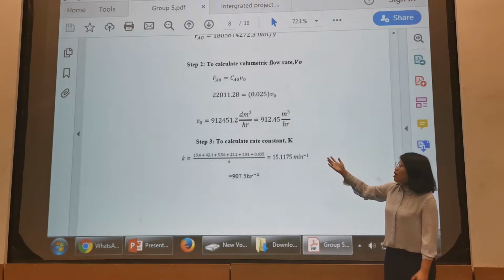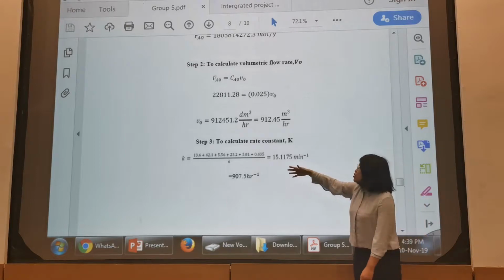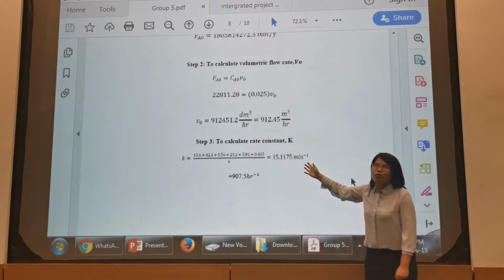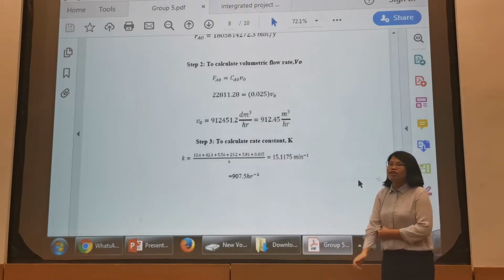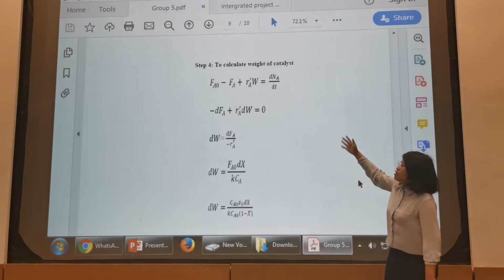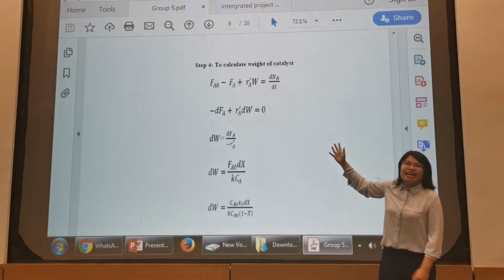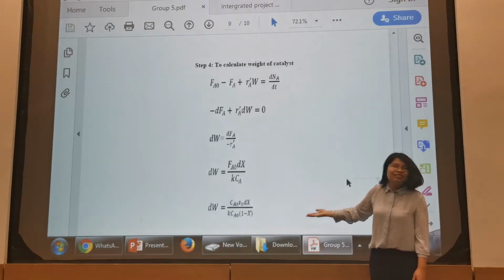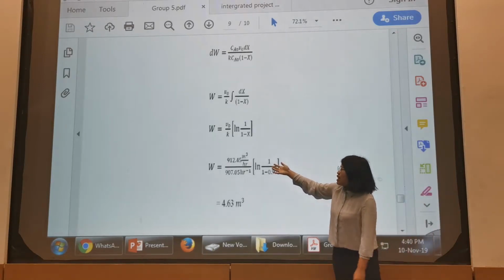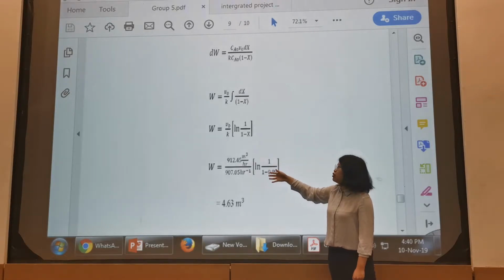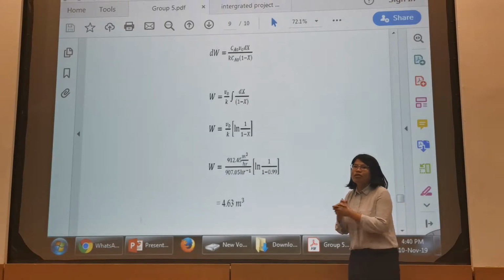So step 3, we will calculate the rate constant. We get the K value from the journal of Manly, based on 1,200 RPM. Then we get 900.7. This is the formula used to calculate the weight of catalyst, actually the sizing of the reactor. Substituting the K value and the volumetric flow rate into the formula, you will get 4.63 cubic meters per hour for our reactor.